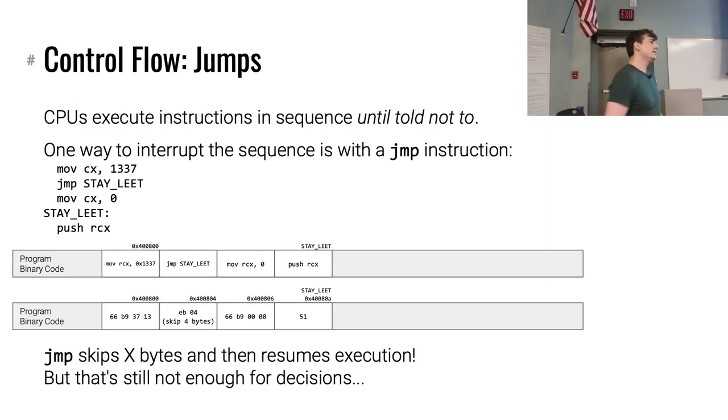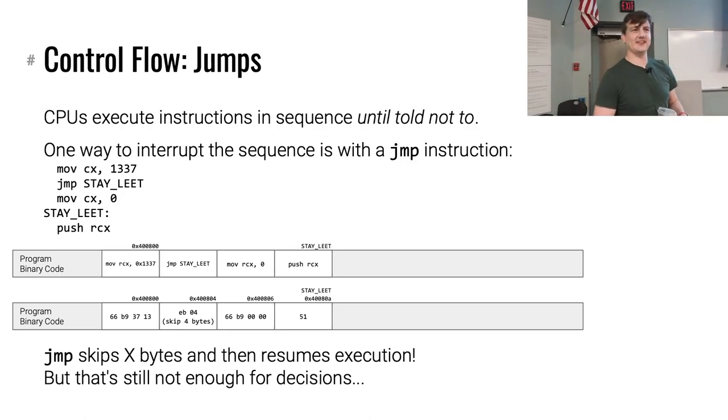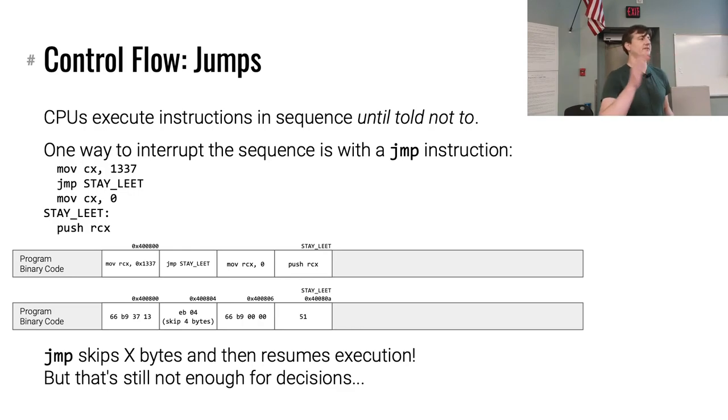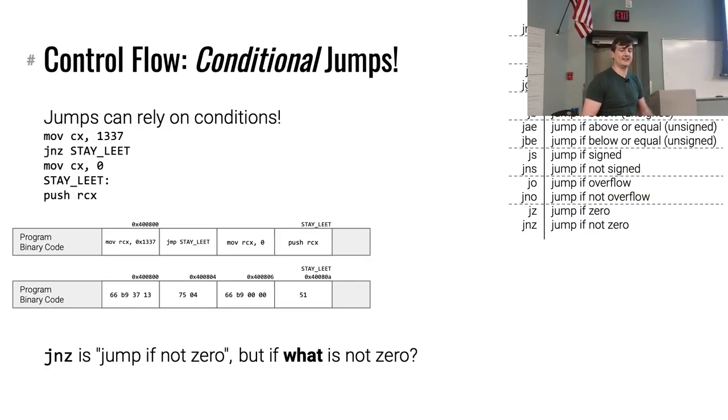Okay. Now, can we use this jump to implement our if statement? Yep. How? You have some sort of condition. So how does this jump work? It's unconditional, which specifically means we can't use it for a condition. So this will always jump to the next place. So we need some other types of jumps, right? We need conditional jumps. We need all types of jumps.